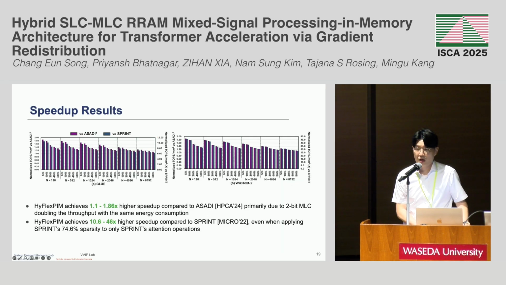For the speedup, we achieved a maximum of 1.86 times higher speedup compared to Asadi due to 2-bit MLC doubling the throughput with the same energy consumption. And we also achieved a maximum of 46 times higher speedup compared to the SPRINT model because we're using the in-memory computing to remove the redundant data movement.